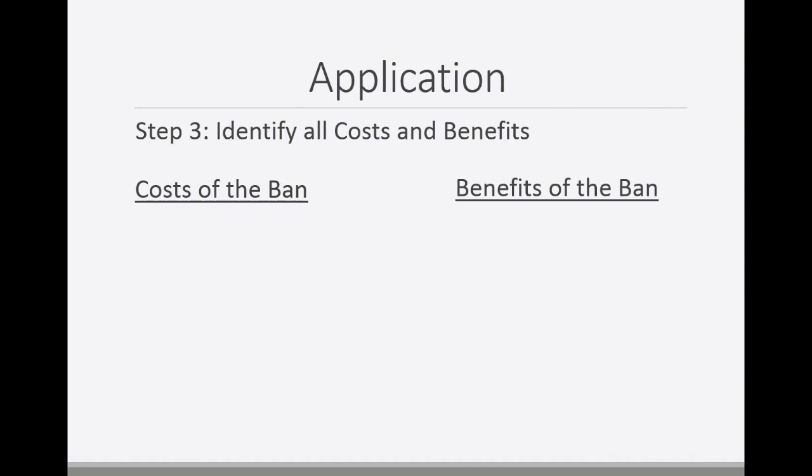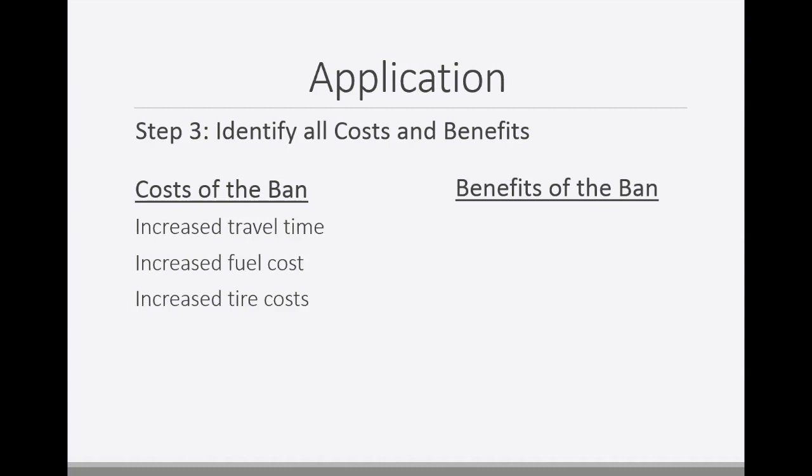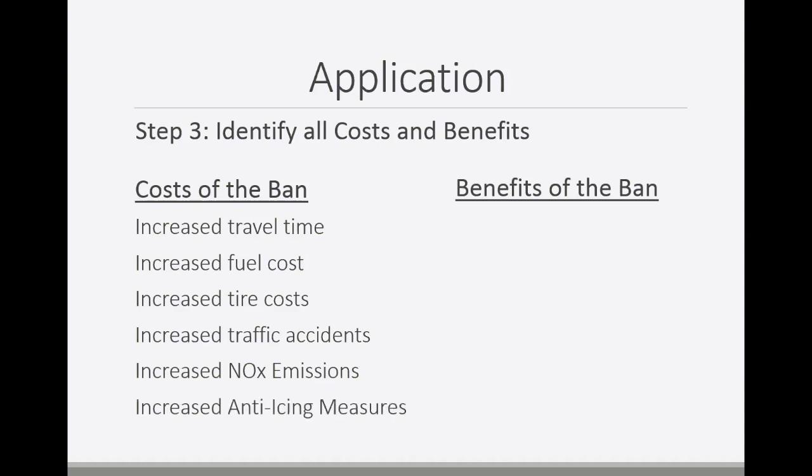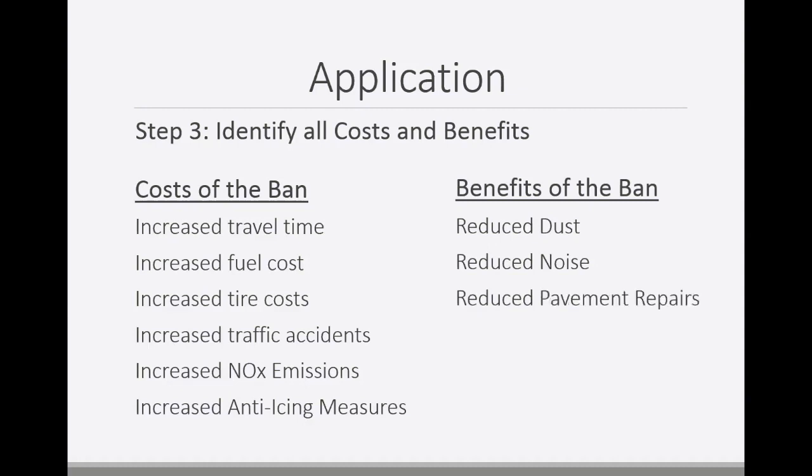When the government eliminated the use of studded tires, drivers saw increased travel times, increased fuel costs, increased tire costs, increased traffic accidents, increased nitrous oxide emissions, and the government increased anti-icing measures in order to counteract these negative effects. Benefits of the tire ban included reduced dust from the studs, reduced noise pollution, and reduced pavement repairs.